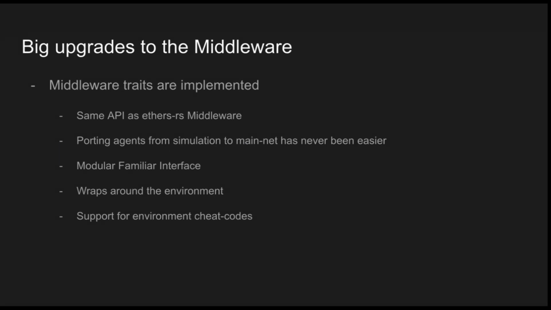Another thing we recently shipped in our minor version 6 release of the Arbiter core library is support for environment cheat codes. If you've used Foundry before, maybe you're familiar with some of their cheat codes. We are shipping a variety of these as they are needed, and so far we have shipped some of the environment cheat codes, which is exciting and has proven useful.